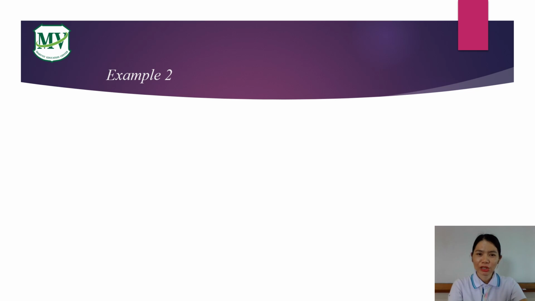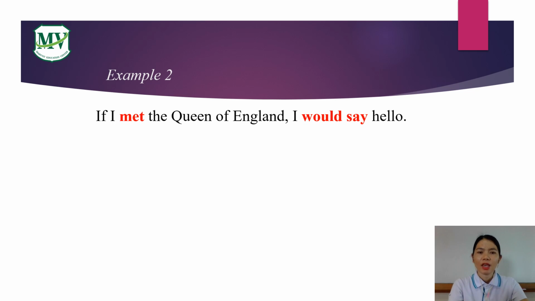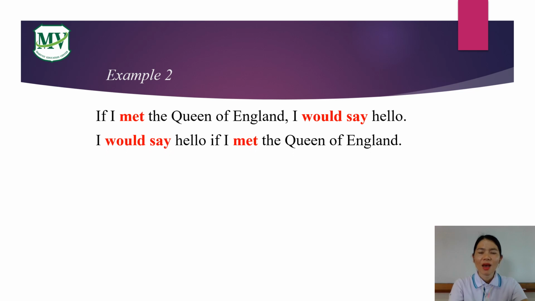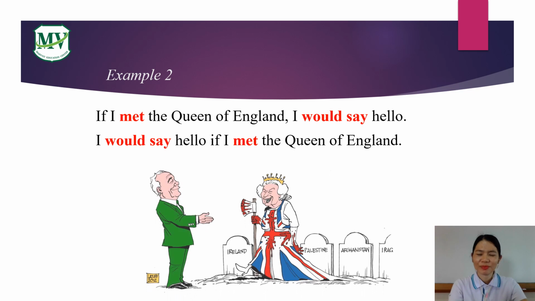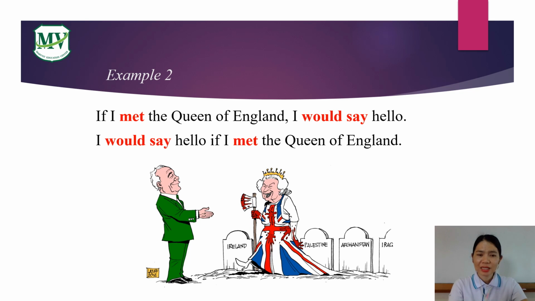More examples to learn. Example number 2. If I met the Queen of England, I would say hello. Or you can say, I would say hello if I met the Queen of England. For the second sentence, we start the sentence with would and also we use if in the middle. Once again, in this case, no comma in the sentence.